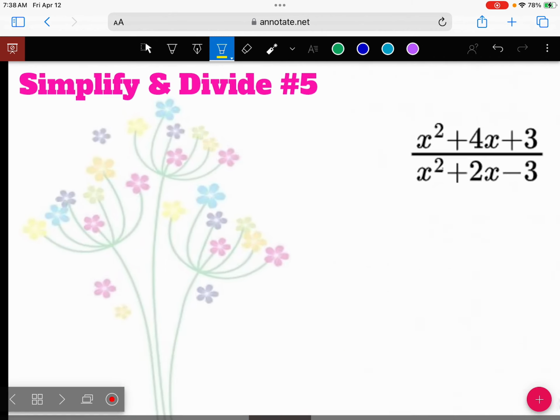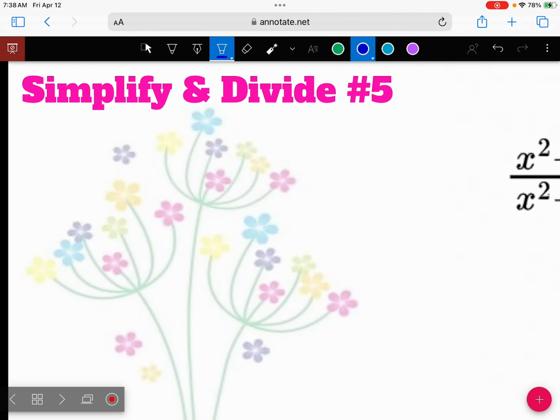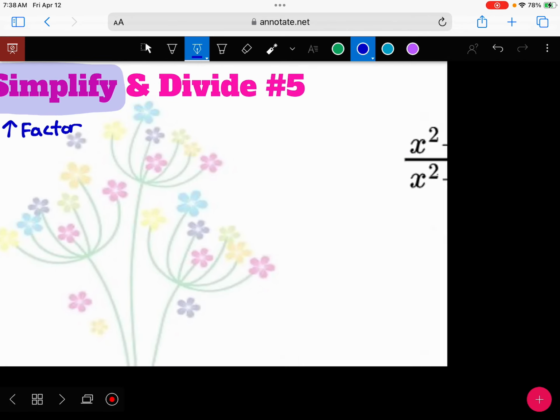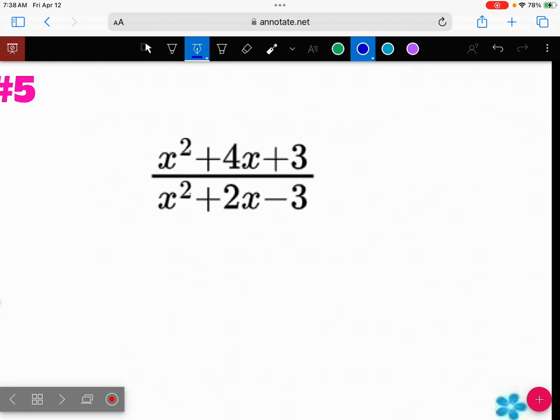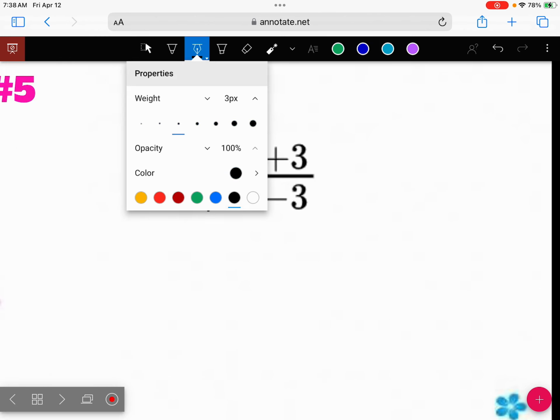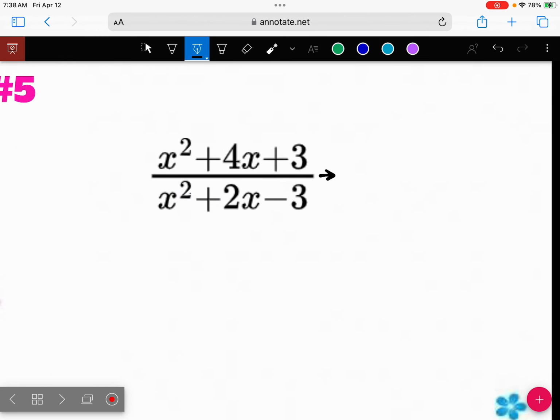So our clue on this one is in our instructions. Our instructions tell us to simplify and then divide. So our simplify, that's our factoring. So we're going to factor this and see if something's going to cancel out, because I don't want to have to divide a quadratic by a quadratic. That's super gross. But let's see if we can rewrite this in factored form and simplify it a bit.